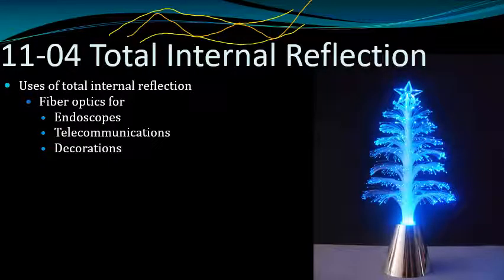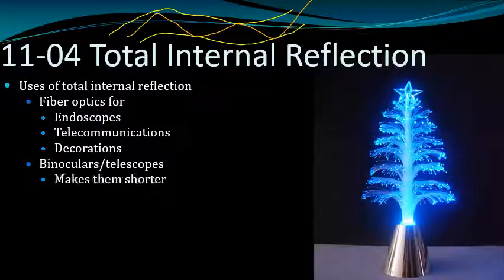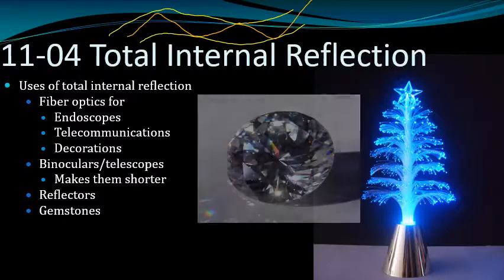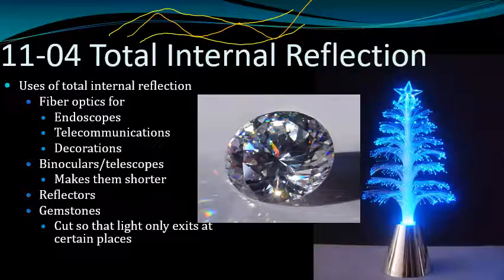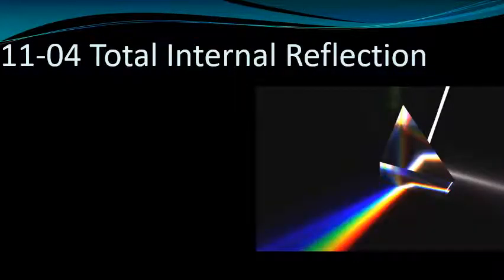Also decorations, like the Christmas tree. Binoculars and telescopes use a prism instead of a mirror. Makes them shorter. Reflectors, those little plastic reflectors. Gemstones, that's what gives it all the sparkle. We have the light reflecting around inside the gemstone, lots of total internal reflection, and it only comes out in certain areas. So light only comes at certain places and makes it sparkle.